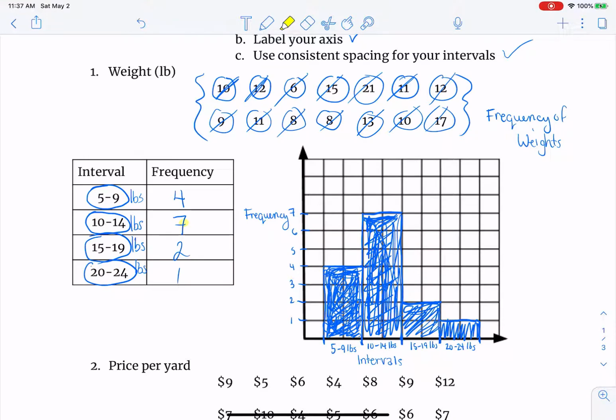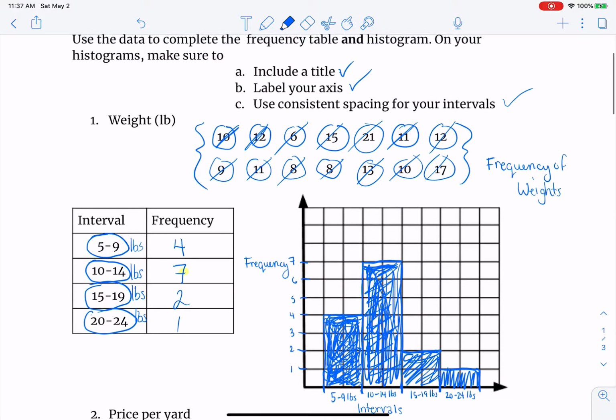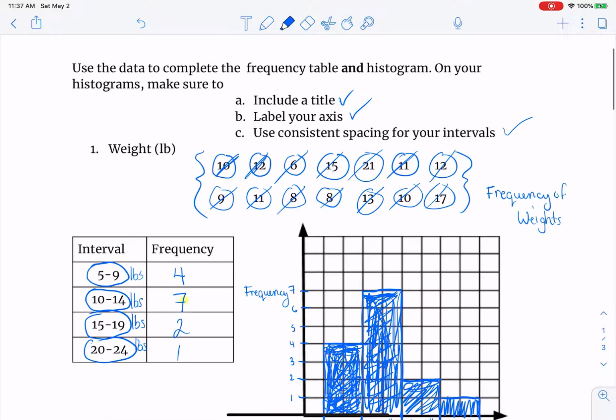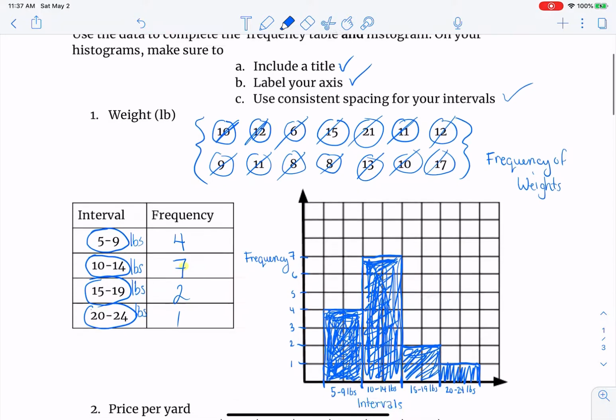I probably should have used the highlighter to fill it in. That would have been a lot easier, but I did not do that. Okay, next time. So we have our histogram. We've completed everything. We've followed the instructions, and we're done.